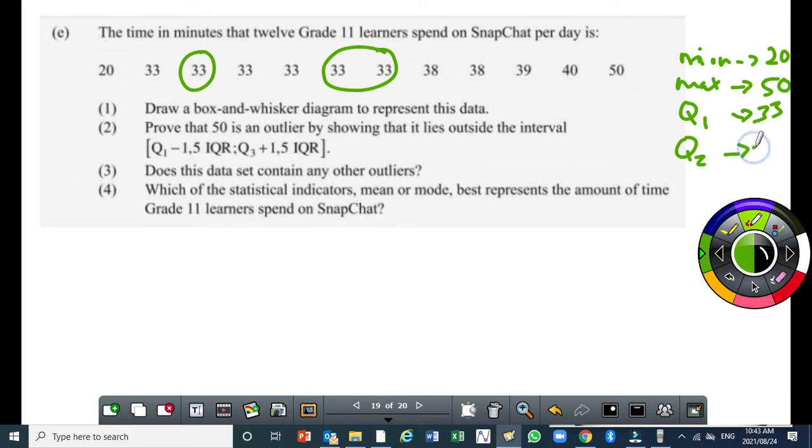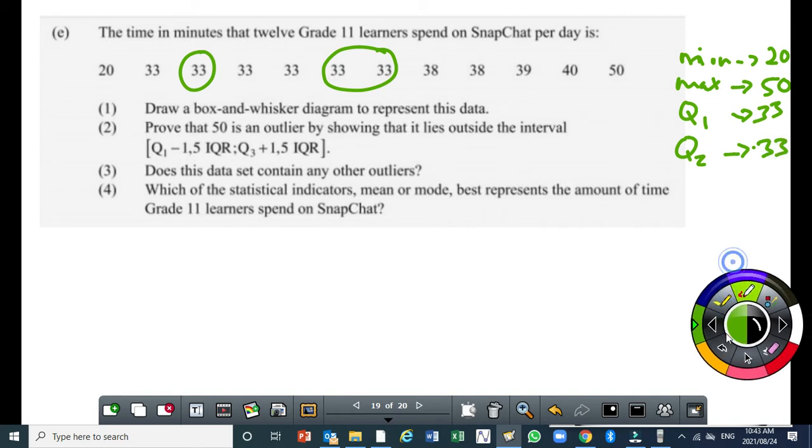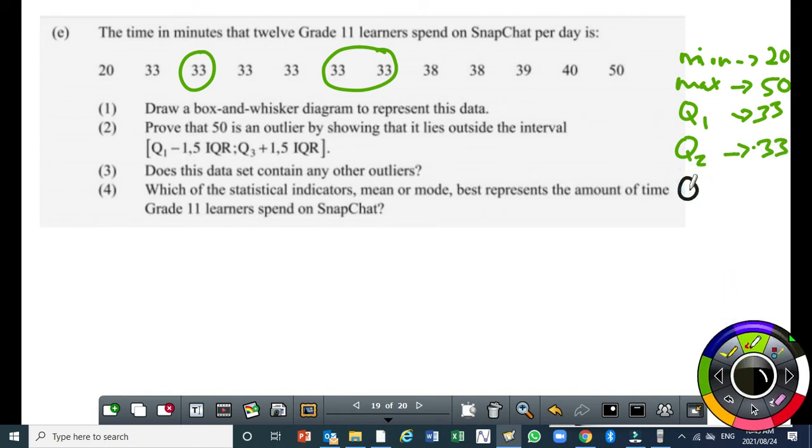Q2 is going to be the average of these two. That is 33 plus 33 over 2. It will also be 33. Then Q3 is going to be 39. That's the median of the second half of the data set. So that will be 39.